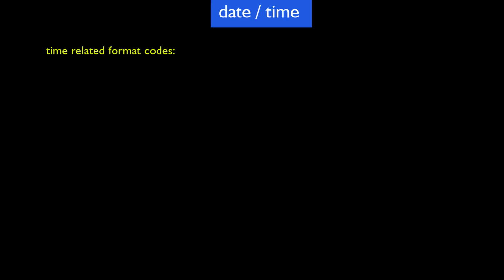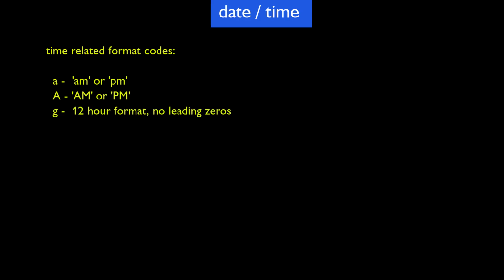For time-related values, the most useful formatting codes are as follows. Lowercase a returns lowercase am or pm, depending. Uppercase A will return uppercase AM or PM. And these make sense when you're working with lowercase g, which is 12-hour format, no leading zeros. So you can see if it's 9 a.m. or 9 p.m. But if you're working with uppercase G, it's 24-hour format, no leading zeros, and so the am or pm doesn't really matter.